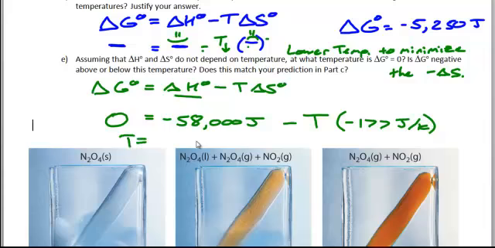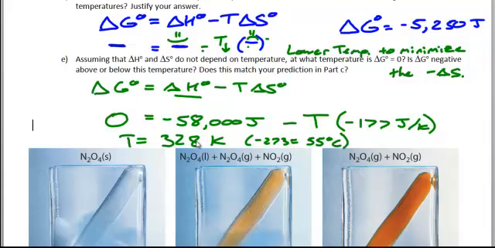So you can do that, and you get a temperature of 328 Kelvin. As you recall, you can subtract 273 to get it into Celsius, and so that would be a temperature of something like 55 degrees Celsius.